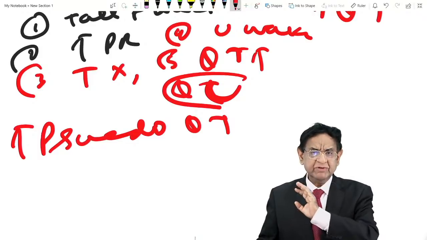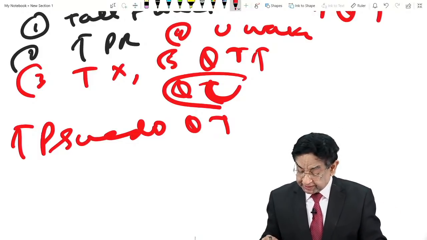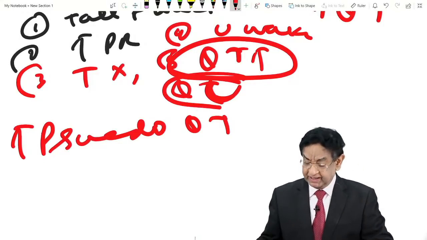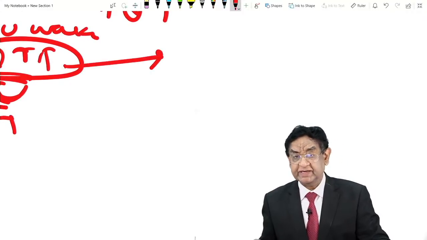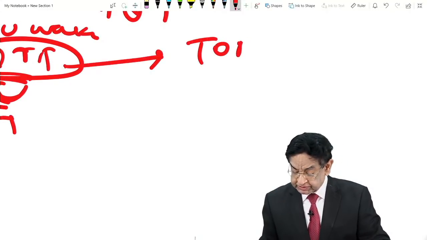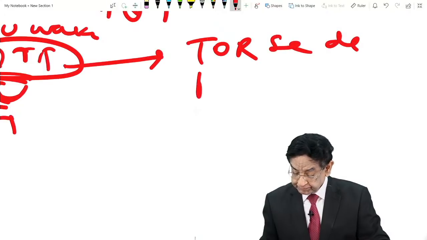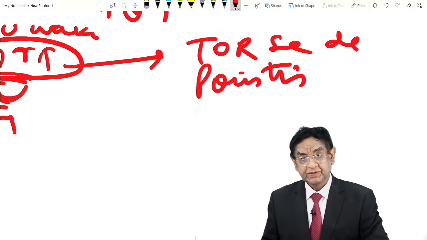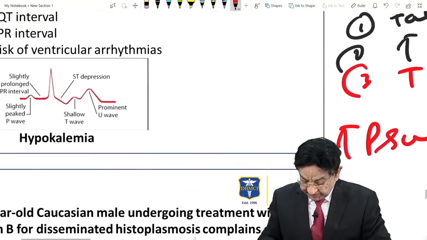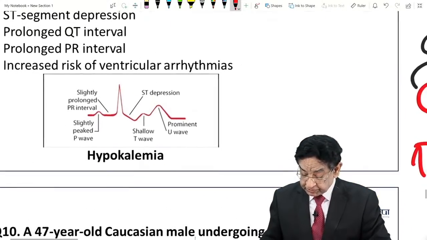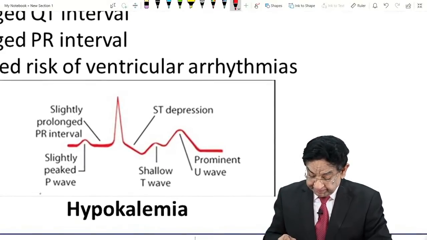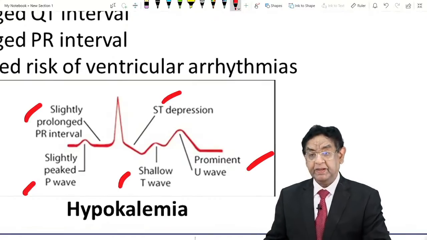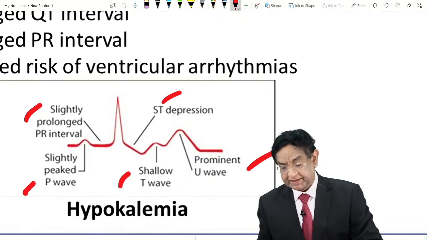QT. Out of these you can forget everything, I don't mind, but prolonged QT is the single most important word that you should never forget. Why? Because prolonged QT interval can predispose to arrhythmia, so-called torsade de pointes. Torsade de pointes is the answer. So this is all about hypokalemia. The ECG findings are slightly peaked P wave, prolonged PR, ST depression, shallow T wave, prominent U wave. It's a simple way just to explain to you.